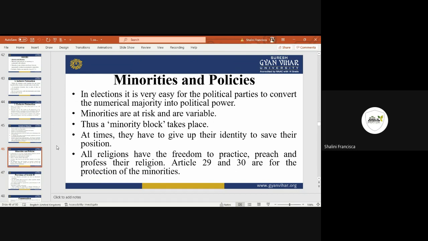All religions have the freedom to practice, preach, and profess their religion. So in the Indian Constitution, in Articles 29 and 30, they have given that they are free to practice, preach, or profess any religion. There is no compulsion to follow one particular religion. So this is what the majority policies have given as space to them.